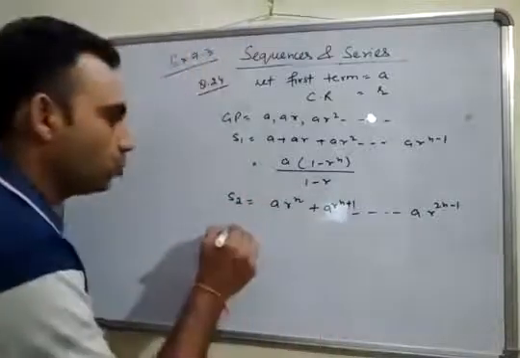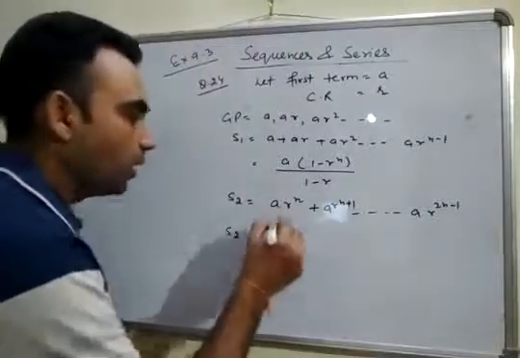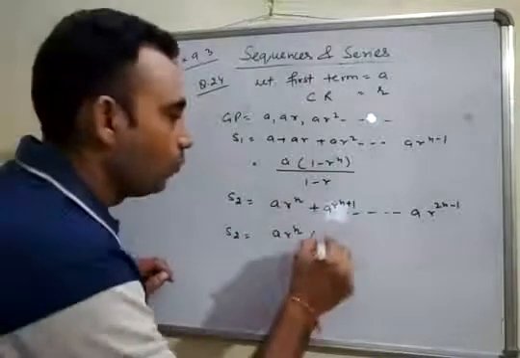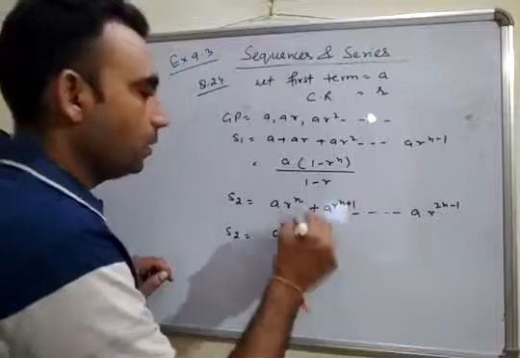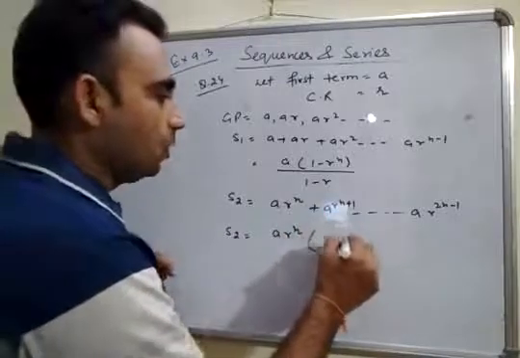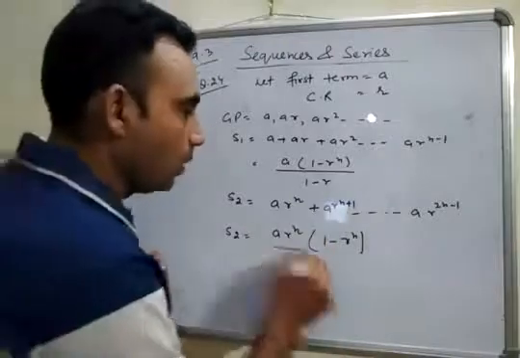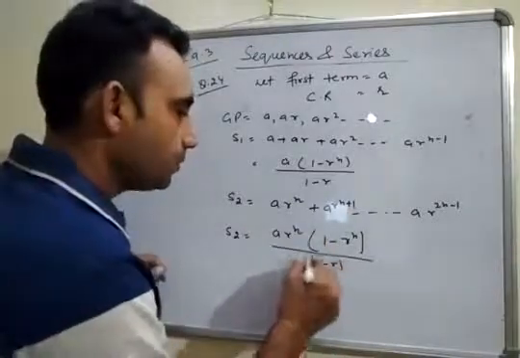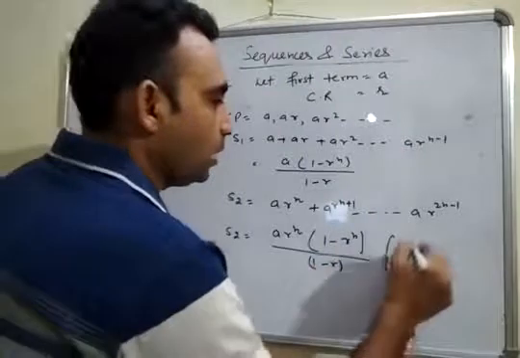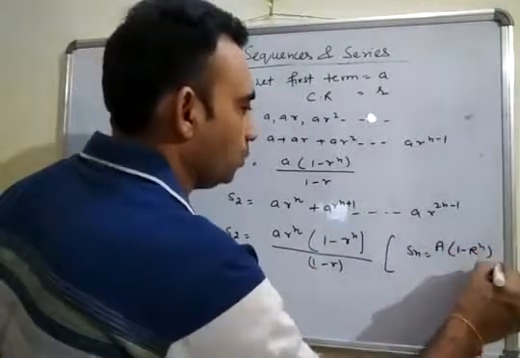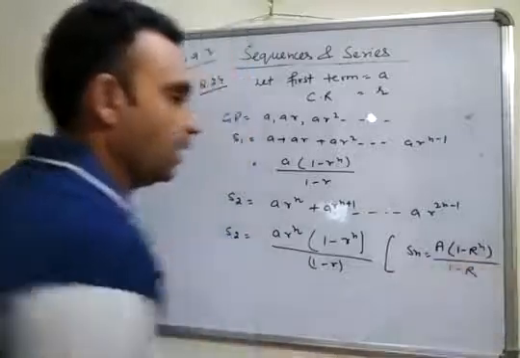So the sum S2, by the formula, is ar to the power n times (1 minus r to the power n) upon 1 minus r. The common ratio is r, the same as before. By the formula, Sn is equal to a times (1 minus r to the power n) upon 1 minus r.